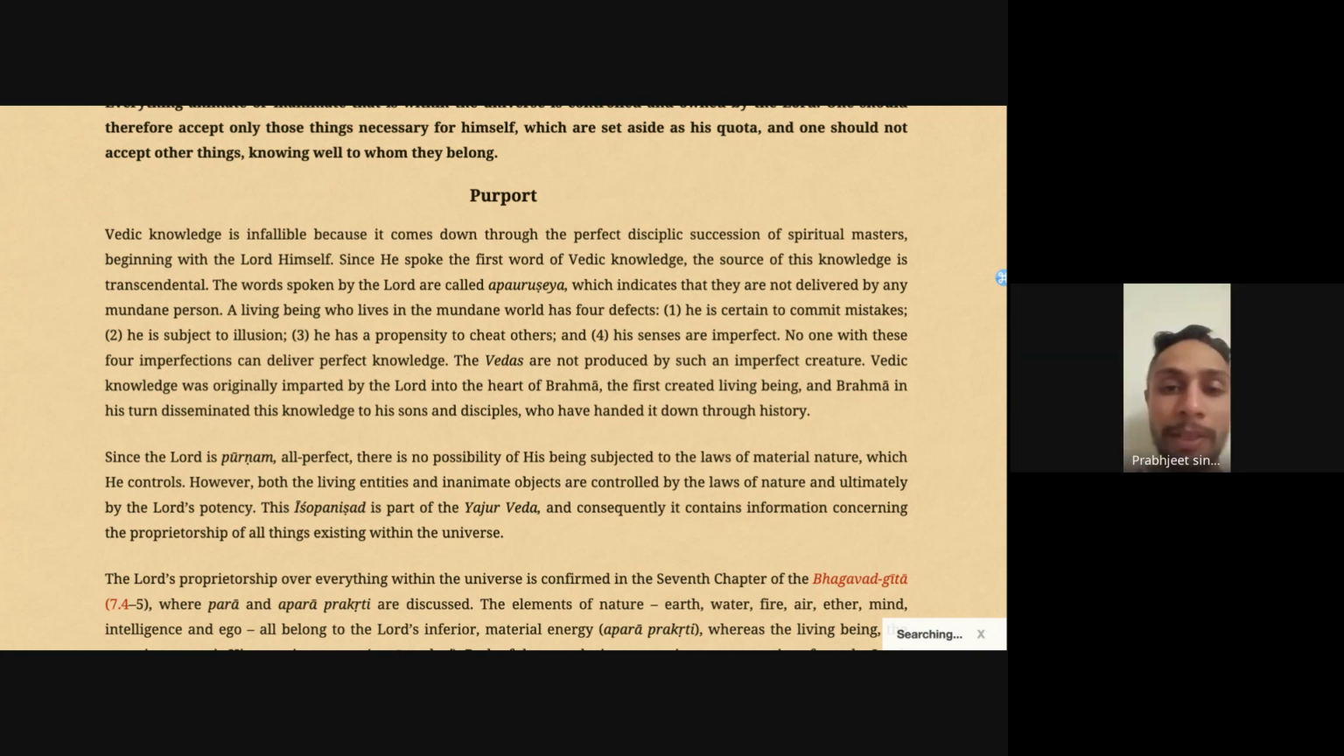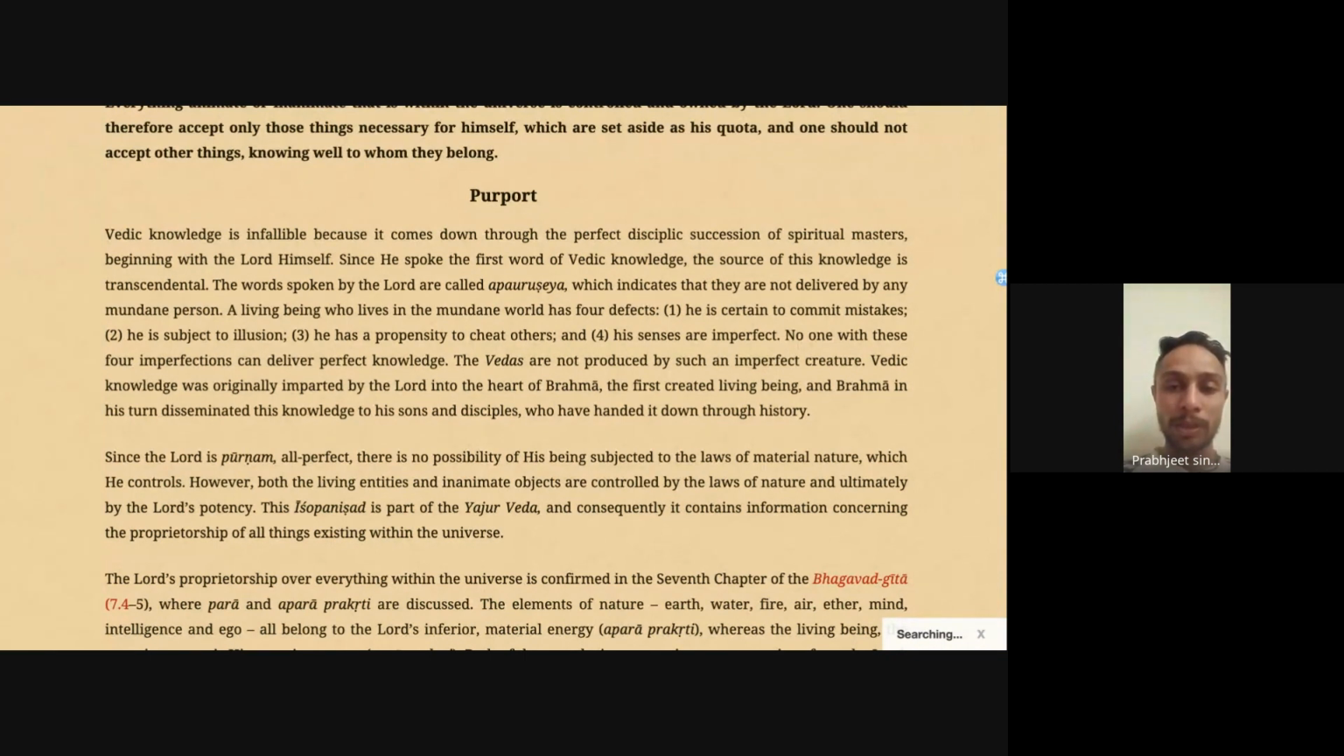Vedic knowledge is infallible because it comes down through the perfect disciplic succession of spiritual masters, beginning with the Lord Himself, since He spoke the first word of Vedic knowledge. The source of this knowledge is transcendental. The words spoken by the Lord are called apaurusheya.